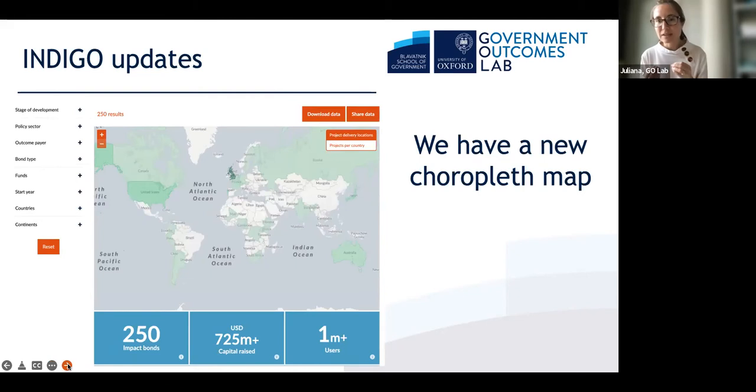This is a bit different. This map is counting the number of impact bond projects per country. The only thing you need to do is to hover over a country and click on that country to see how many projects are being delivered in that region or that place.